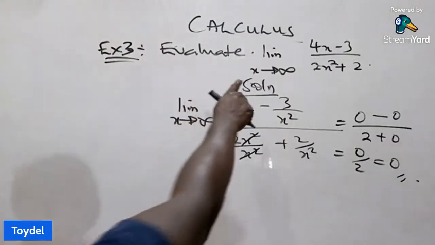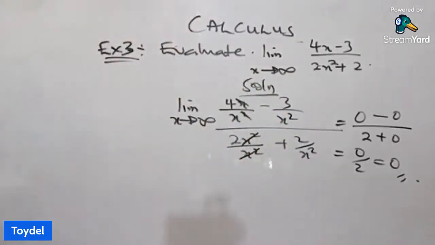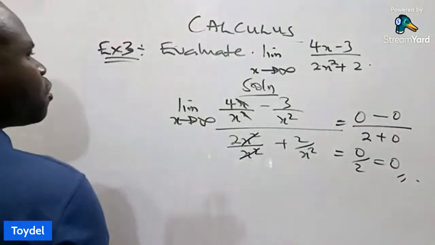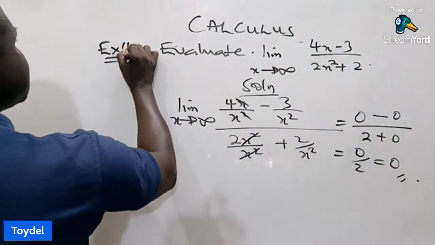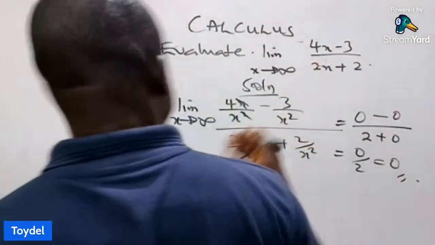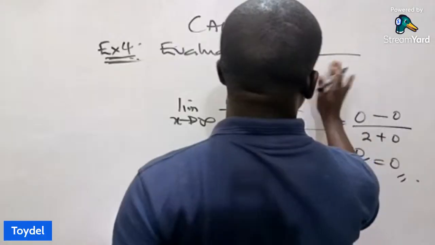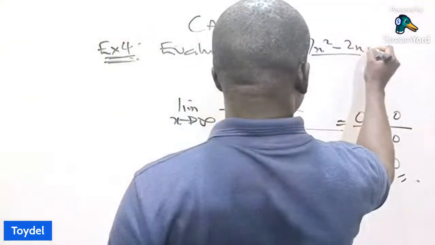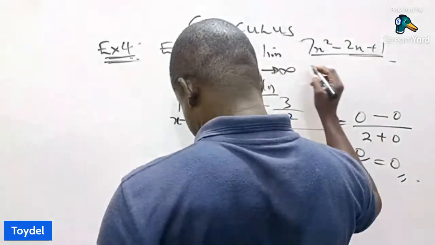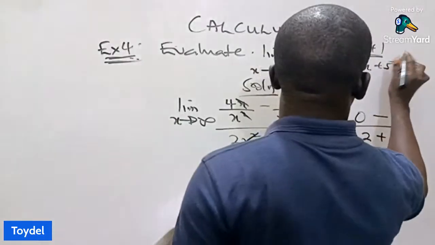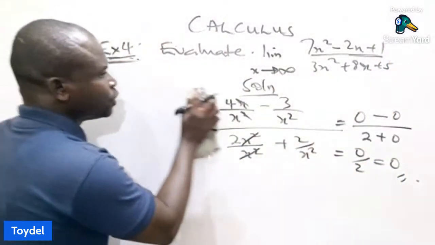So when you have the limit as x tends to infinity, this is what you are expected to do. Look for the highest degree of x. The highest degree of x here is x squared. Then you use it to divide. But what if, let's say example 4. Example 4, we now have something of this nature. Let me rewrite this question, where we have 7x squared minus 2x plus 1 all over 3x squared plus 8x plus 5 as x tends to infinity. So what do we do here?